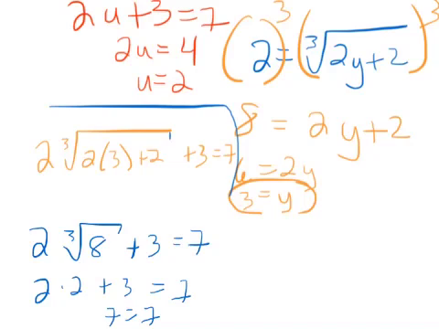Cube root of 8 first comes to be 2. 2 by 2 is 4. 4 plus 3 is 7. 7 equals 7. Check. Peter.